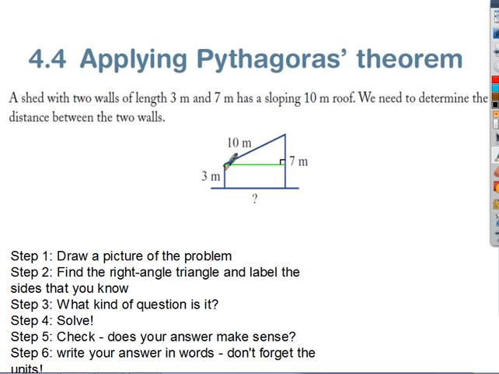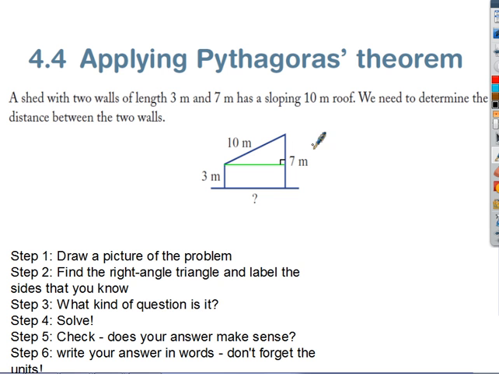So the question now turns into a right angle triangle problem where I'm trying to find the length of this side here in green. And I know the length of the hypotenuse. What about this length here? How could I find that? Well, this length here is going to be the 7 meters minus 3 meters.